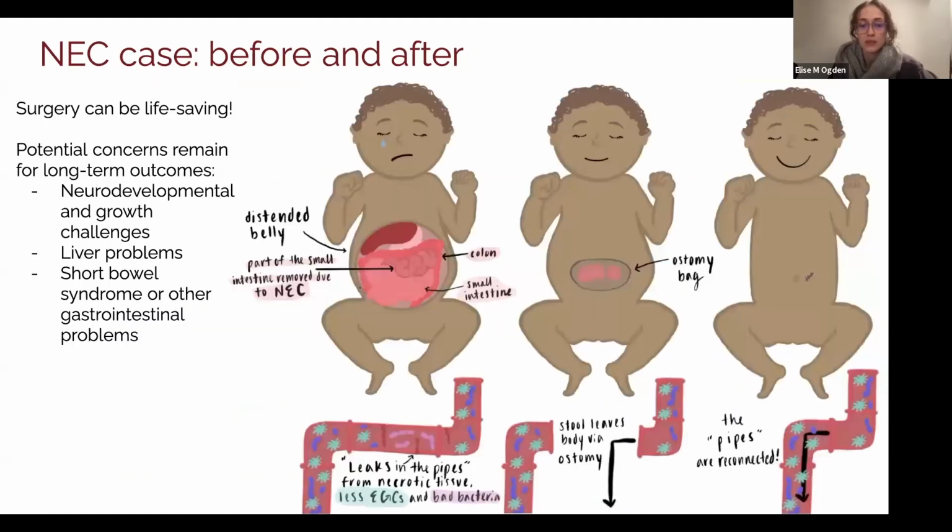This patient was born at 28 weeks, the start of the third trimester, when babies are the size of an eggplant. Think of surgery as fixing leaky pipes by removing the sections with less enteric glia and more bad bacteria. This patient was originally thought to have Hirschsprung's disease, another example of the importance of studying enteric glia.